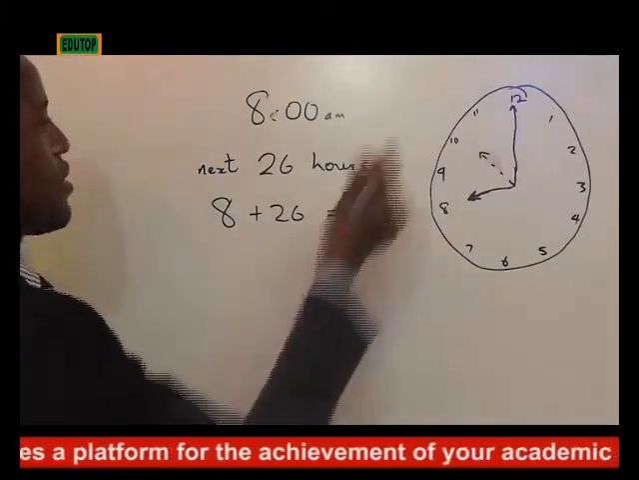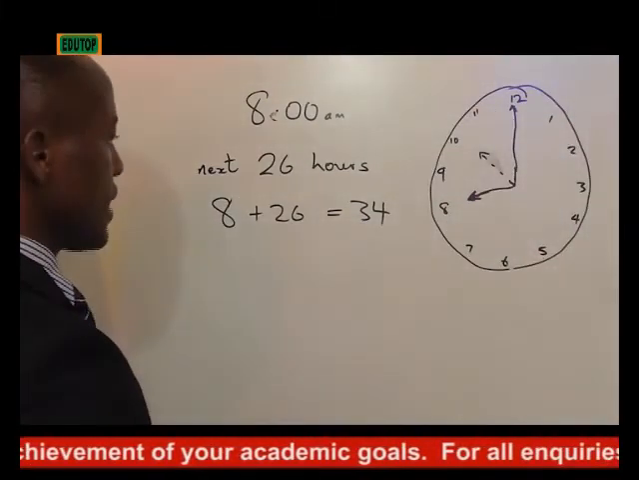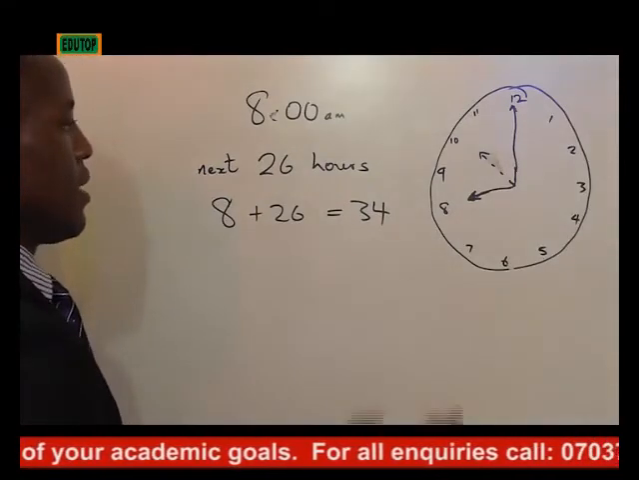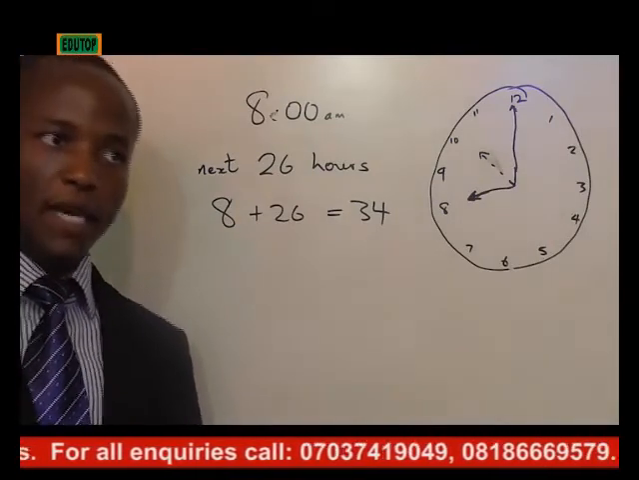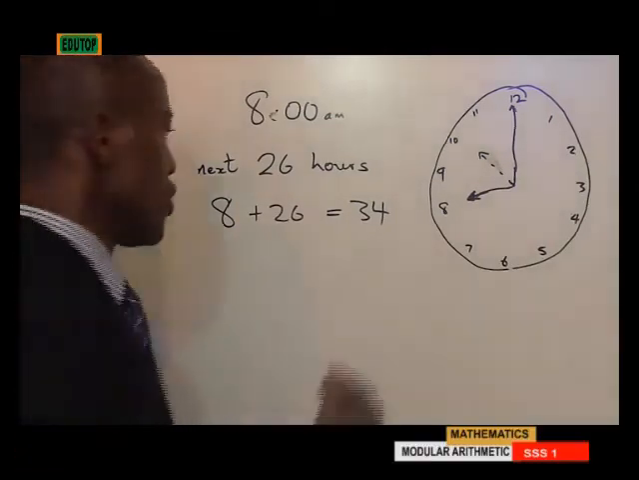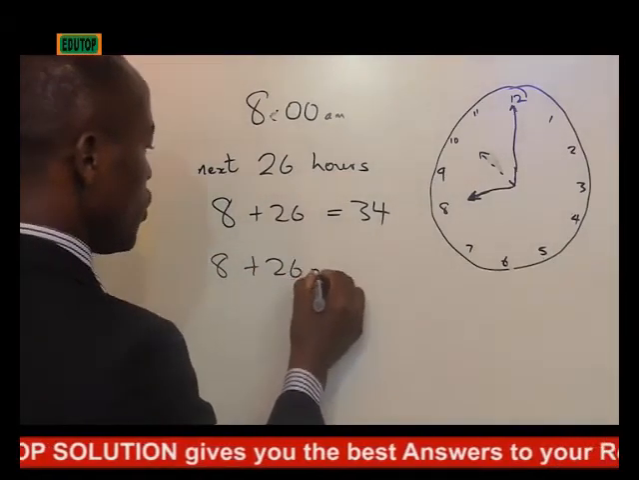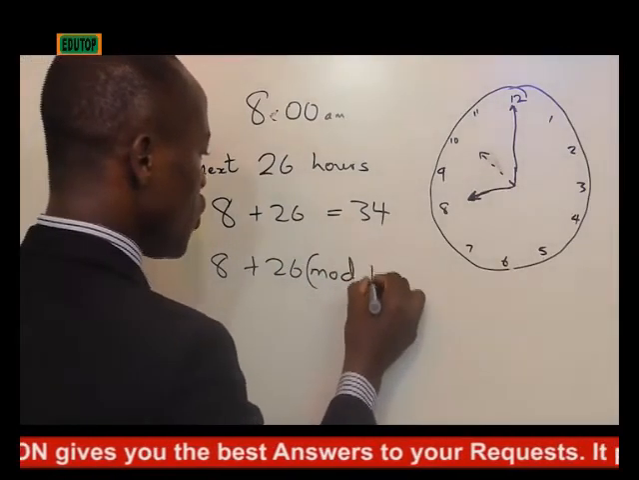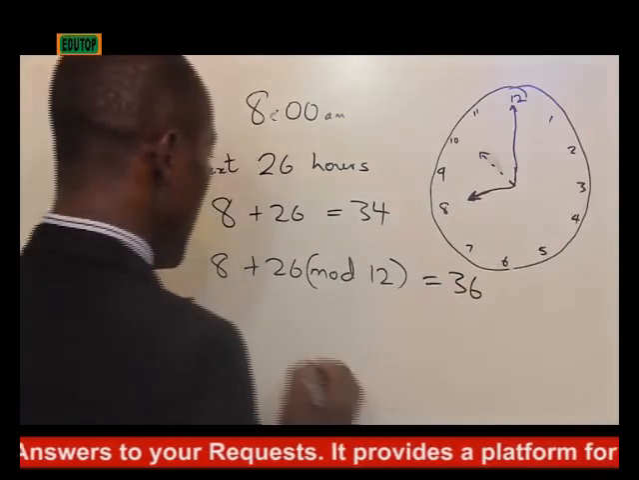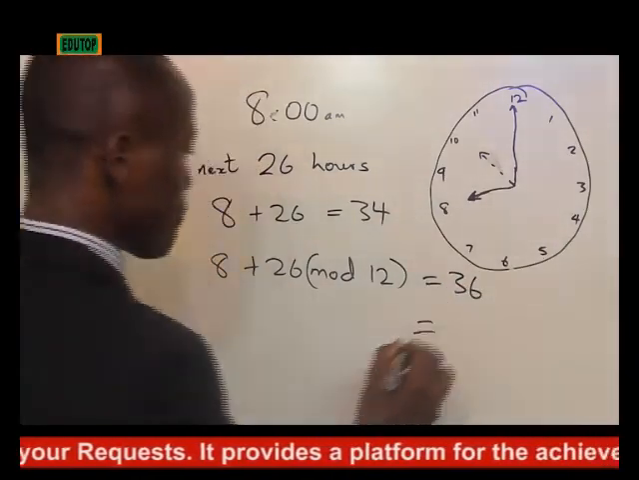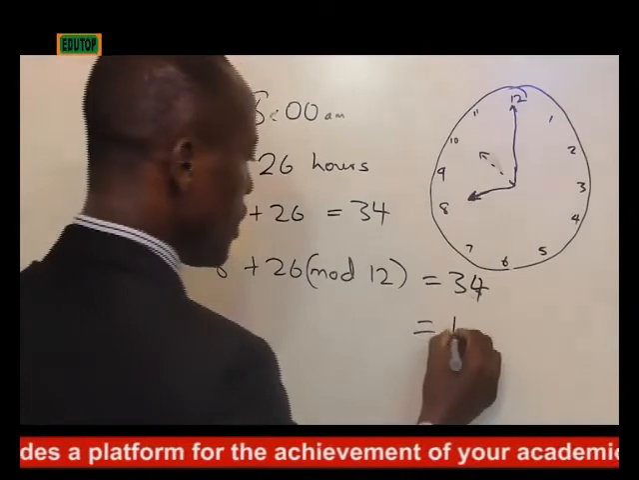We can just say that since we have 12 equal divisions here, we can easily say base 12, but here in modular arithmetic, we don't usually make use of base. We don't call it base, we call it modulo. So we can just say that 8 plus 26 modulo 12, which is equal to 34.